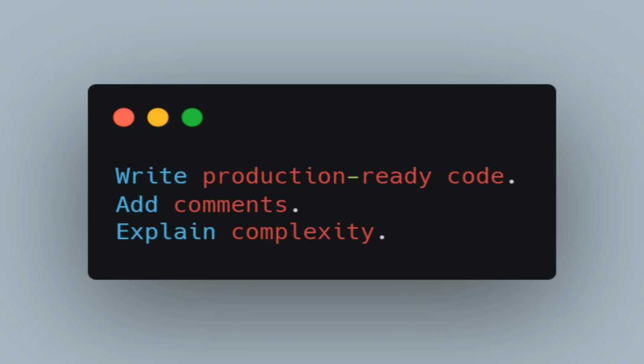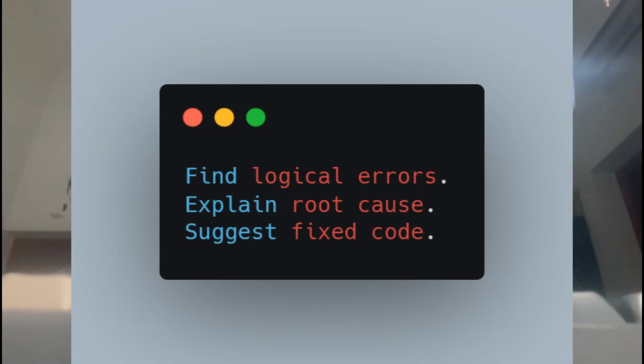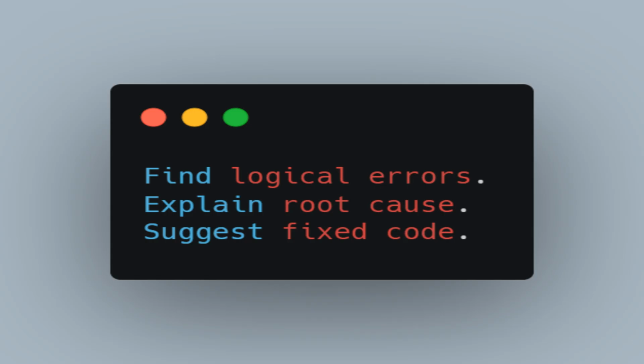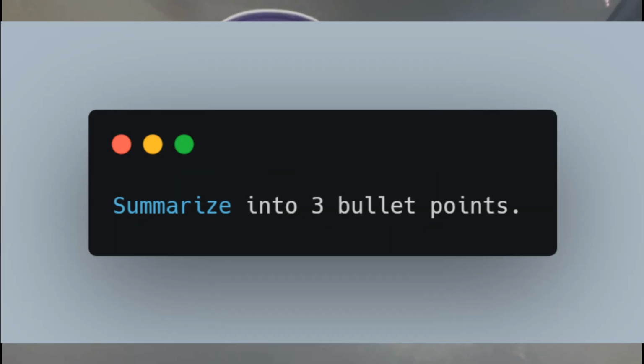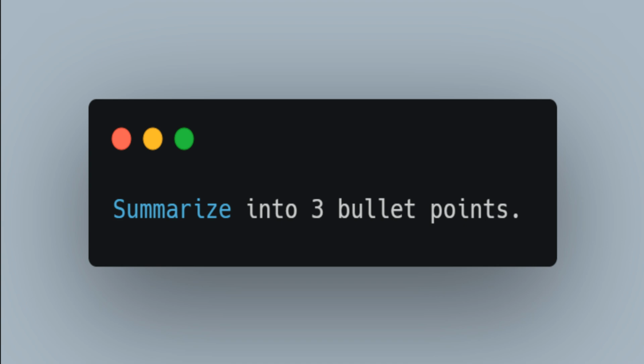And the second is the code generation prompt. You're gonna write production-ready code, add comments, and explain complexity here. This is a good one. And the third is the debugging prompt, where you're gonna find the logical error, explain the root cause, and suggest fixed code. And the fourth is the summarization prompt. This is one that everybody uses, right?